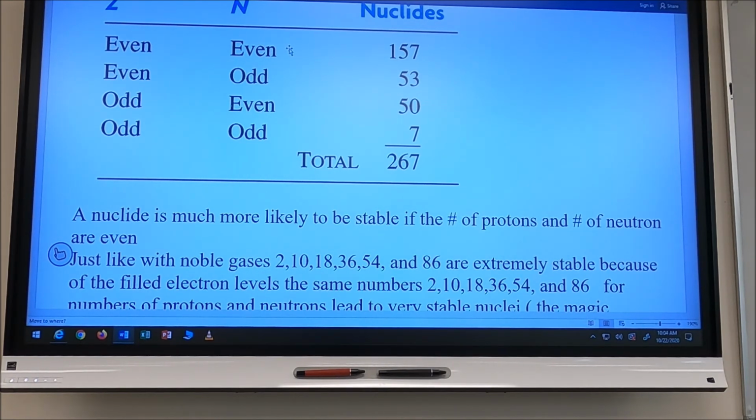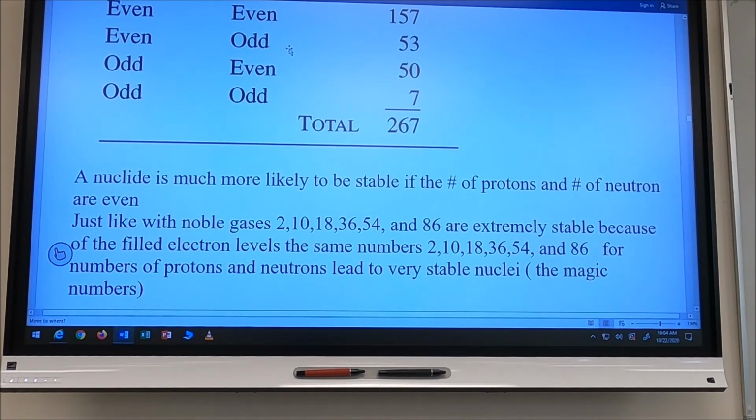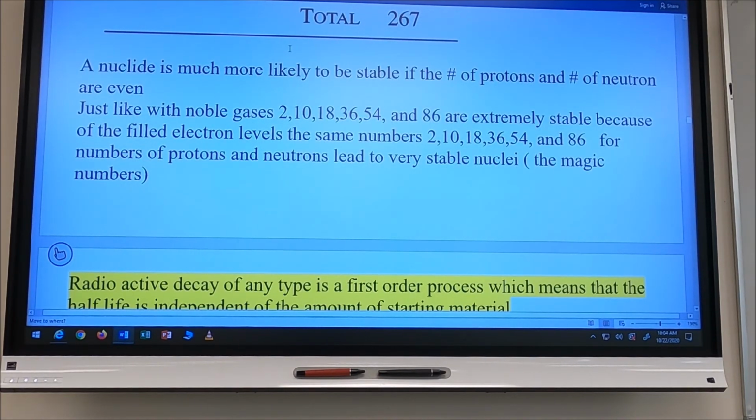But just like noble gases, we have what are sometimes referred to as the magic numbers: 2, 10, 18, 36, 54, 86. If you have that number of protons or that number of neutrons, they're extremely stable. Those were the number of electrons that we find in noble gases. So, they're sometimes referred to as the magic numbers.